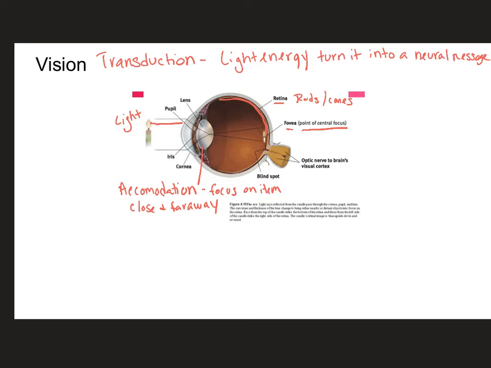Once this item, in this case the candle, focuses on our fovea or in the back of the retina, the information then travels down our optic nerve into the visual cortex. Sorry, I kind of drew over the optic nerve there without meaning to do so. So it travels through to the visual cortex. Your optic nerve is full of what we call ganglion cells. Sometimes this comes up, so it's just nice to know. Ganglion cells make up the optic nerve.